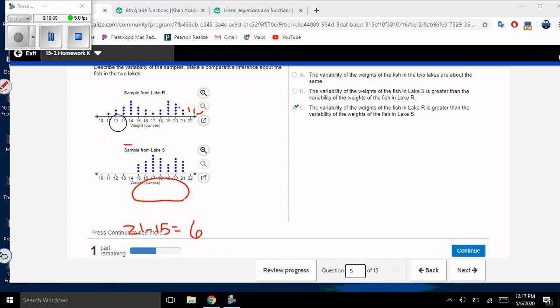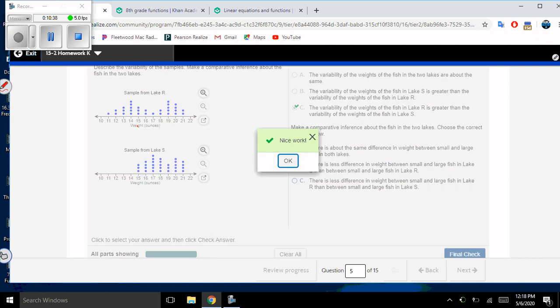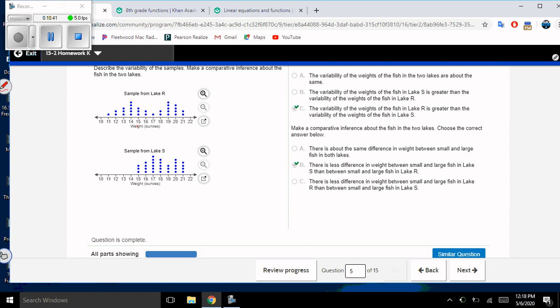Let's move on to part 2 of this question then. And on part 2, they're going to basically say, all right, what does this exactly mean? Well, as we've talked about, if I look at A, there's about the same difference in weight between small and large fish. Not true. In answer B, there's less difference in weight between small and large fish in Lake S. So there's less difference in fish size. That's our answer, because again, less difference in weight means they're closer together. So that's our answer. Move on to my next question.